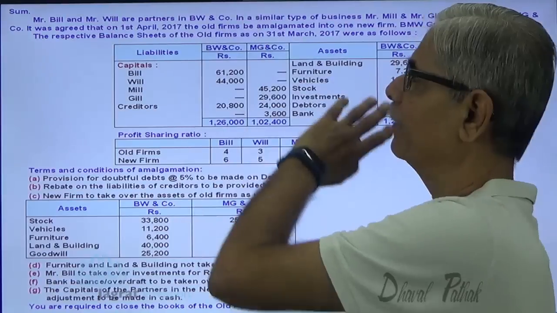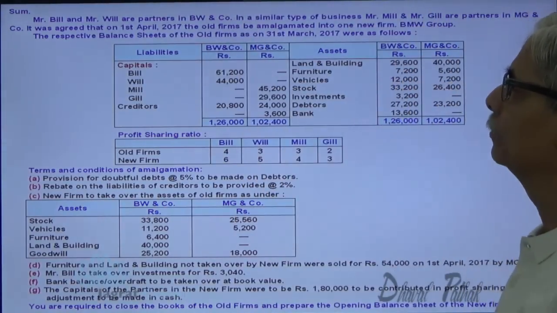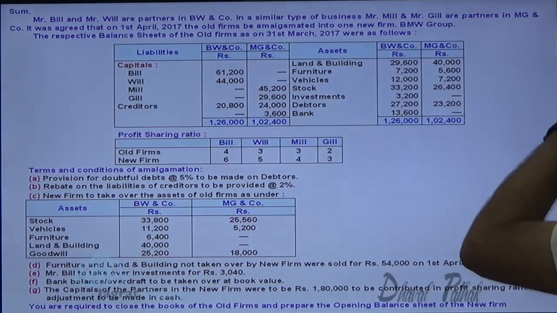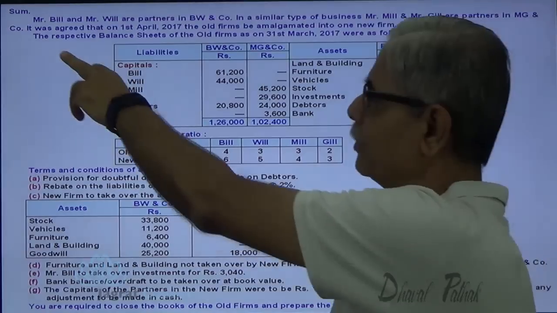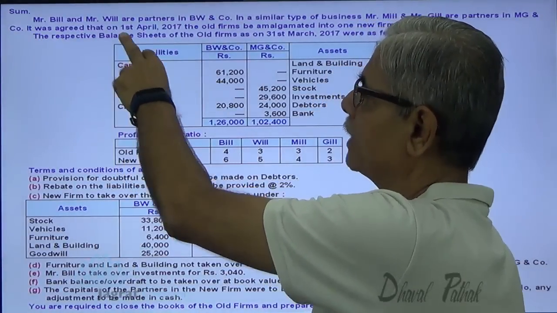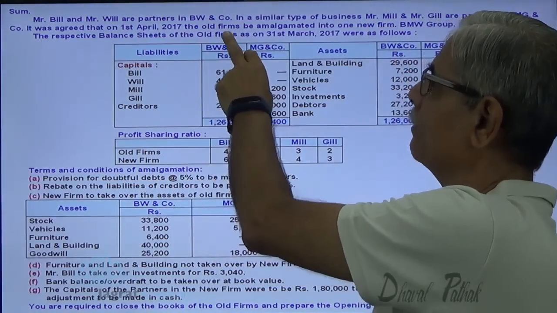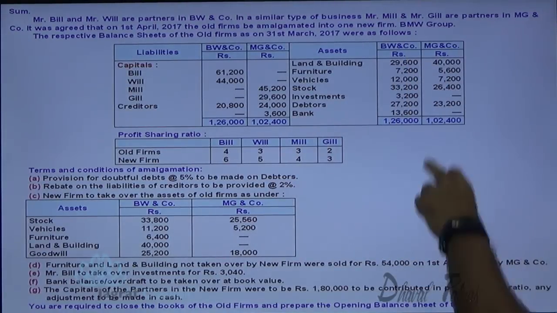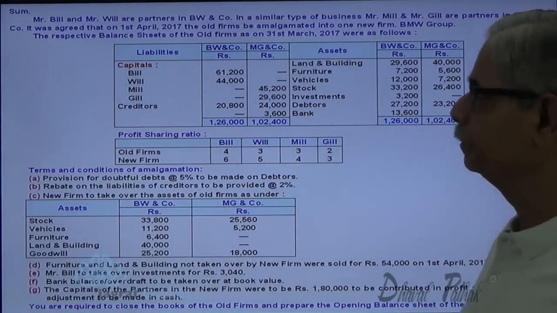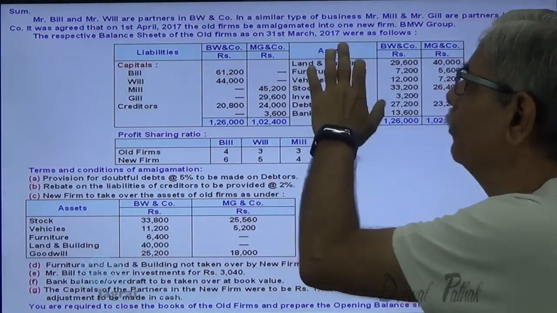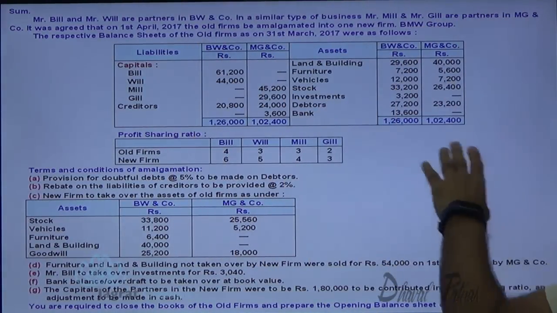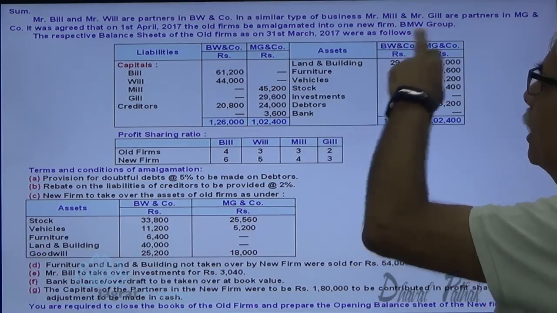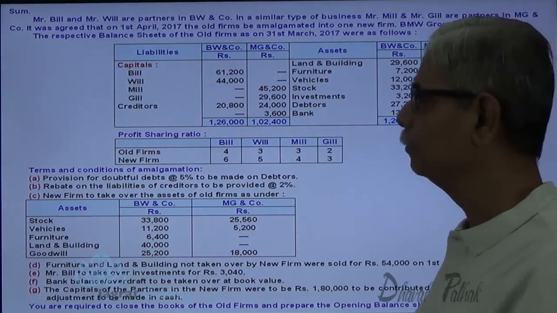Mr. Beal and Mr. Beal are partners in BW company. In a similar type of business, Mr. Beal and Mr. Gill are partners in MG company. It was agreed that on 1st of April 2017, old firms be amalgamated into a new firm, BMW Group. The respective balance sheets of old firms as on 31st of March 2017 are given to you: BW company and MG company.